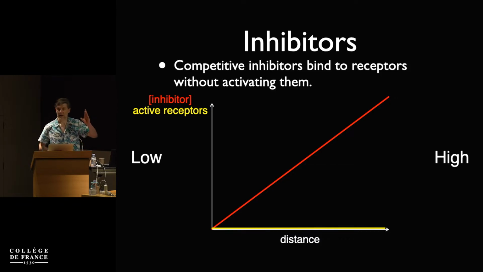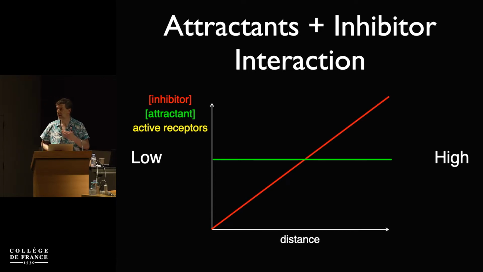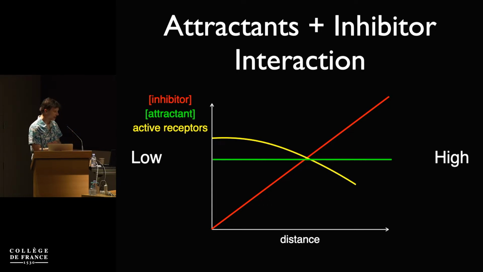So if you have something that binds to a receptor but doesn't activate it, then the cells will not be able to tell it's there. But if you mix the two of them together, you see a different thing. So if you have some kind of background level of a chemoattractant and then a gradient of the thing that binds to the same receptor but doesn't activate it, then what you see looks a bit like this.